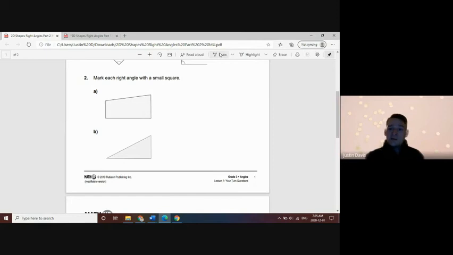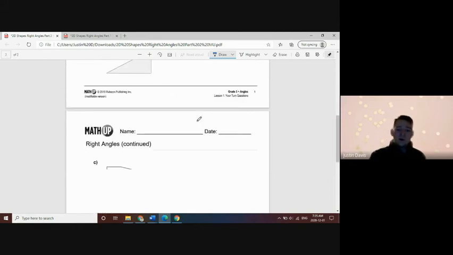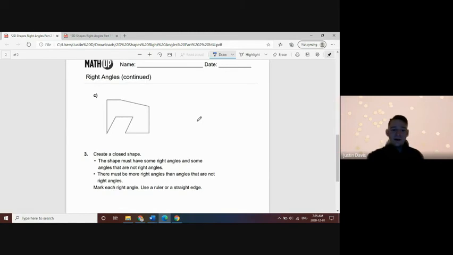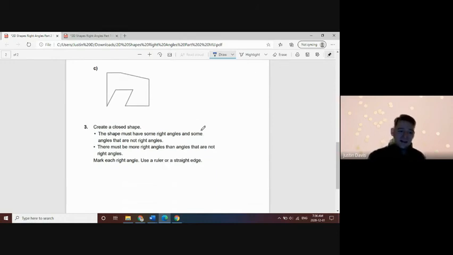Number 2, mark each right angle with a small square. So every right angle needs to have a small square, and I've been showing you that that just kind of looks like this. So there's a perfect corner right angle. Mark each one with a small square. And there's a third one here, kind of a very irregular shape. 1, 2, 3, 4, 5, 6, 7, 8. So it is an irregular octagon because it has 8 sides.